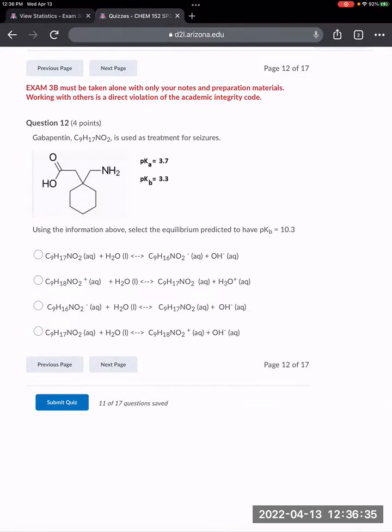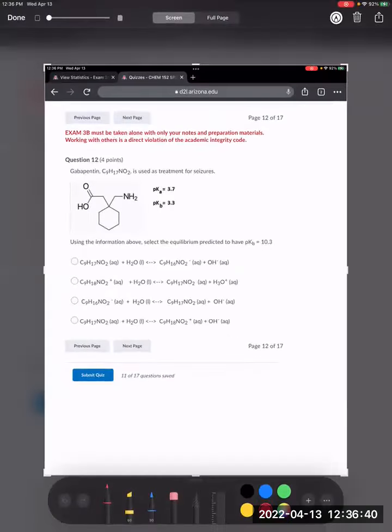Moving on, question 12. You are given a molecule which has both an amine and a carboxylic acid group, and you're given the pKa and pKb values. Based on the pKa value, 3.7, that should correspond to the carboxylic acid, and the pKb should correspond to NH2. The question is, using the above information, select the equilibrium corresponding to a pKb of 10.3. Now, we're not talking about the amine group here for sure, because the amine group pKb is 3.3.